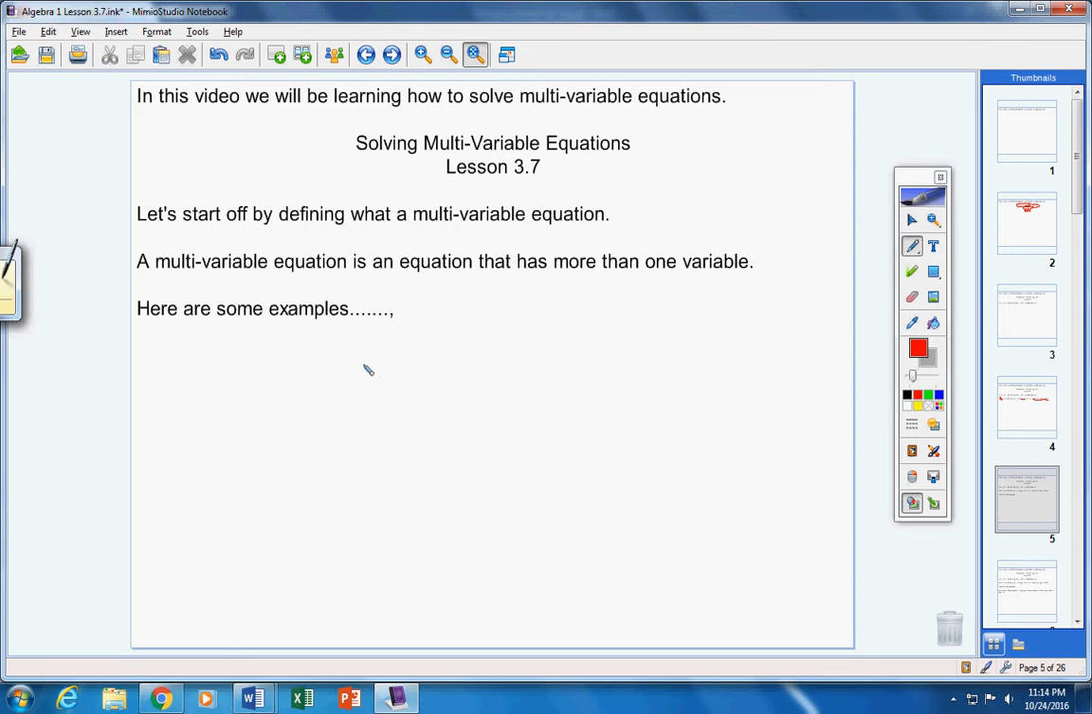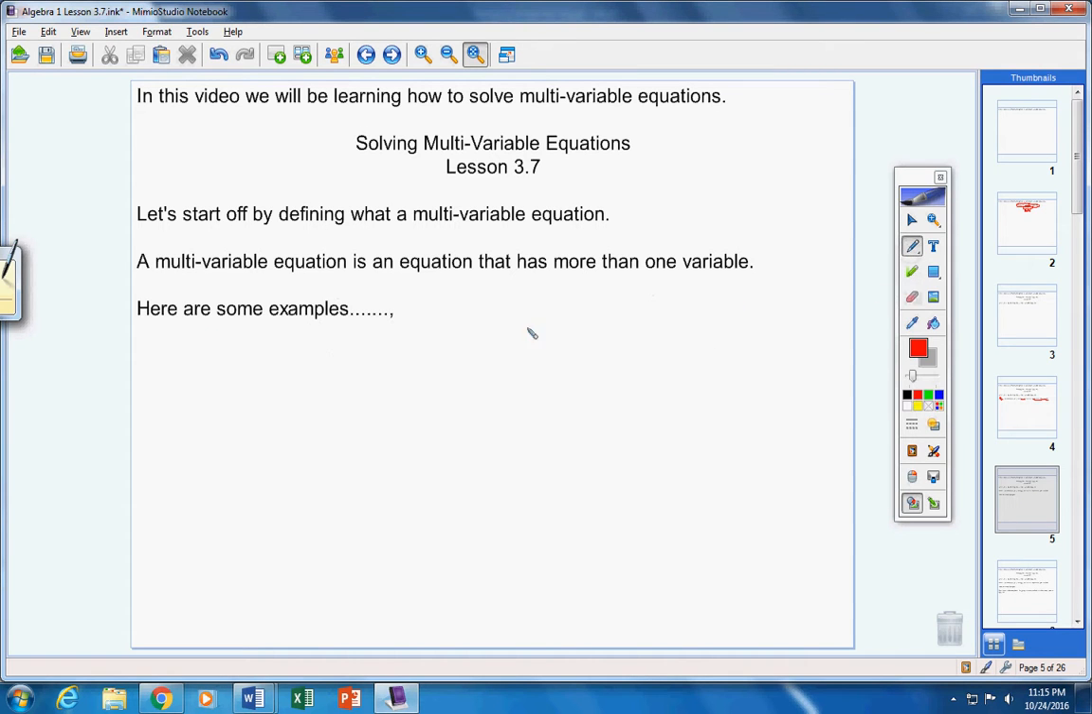Now, here are some examples. Do not write this down. Just watch, please. Do not write this down. See this equation here? This is not a multivariable equation. We have an x and we have an x. That's the exact same variable. That's not a multivariable equation. Just because the x is in the equation twice does not make it a multivariable equation. A multivariable equation has more than one variable.